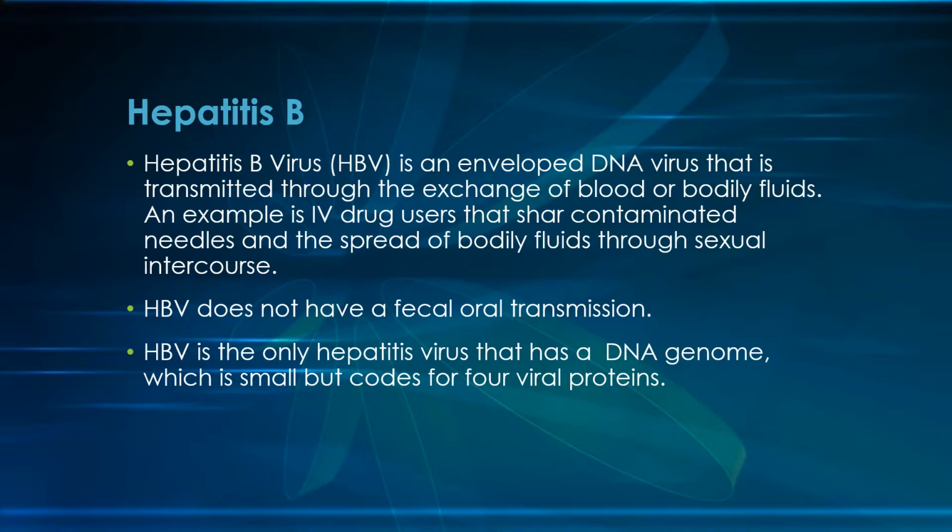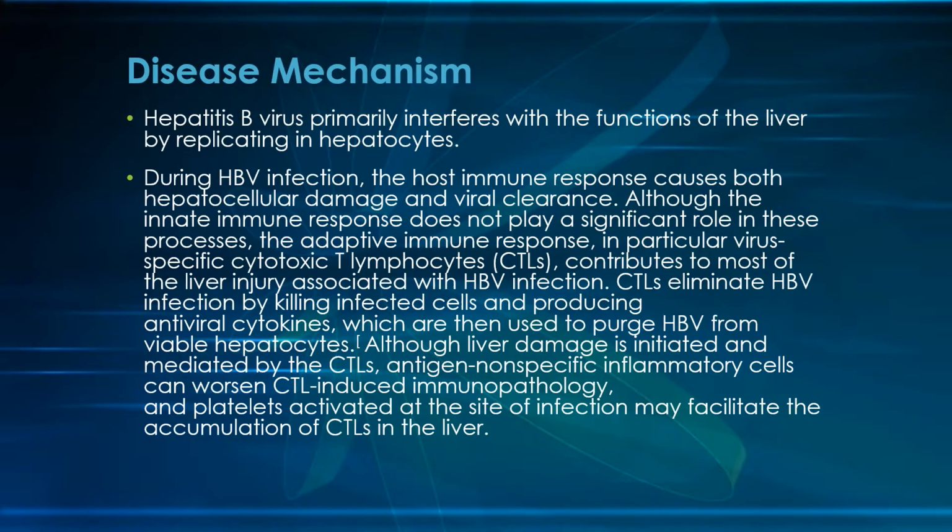HBV is the only hepatitis virus that has a DNA genome, which is small, but it codes for 4 viral proteins. The hepatitis B virus primarily interferes with the functions of the liver by replicating in hepatocytes. During HBV infection, the host immune response causes both hepatocellular damage and viral clearance. Although the innate immune response does not play a significant role in these processes, the adaptive immune response, in particular virus-specific cytotoxic T lymphocytes, contributes to most of the liver injury associated with HBV infection.